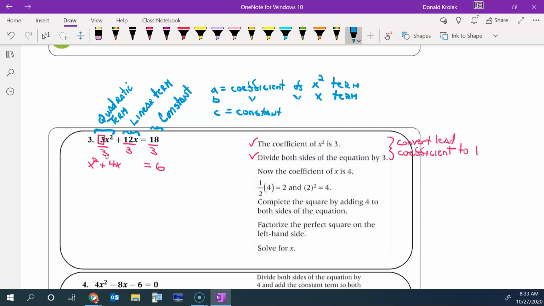All right, and then our rule is take half of B, which is 2, and then square it, and you get 4. And that's how you create something that can be factored. So it's always B divided by 2, squared.